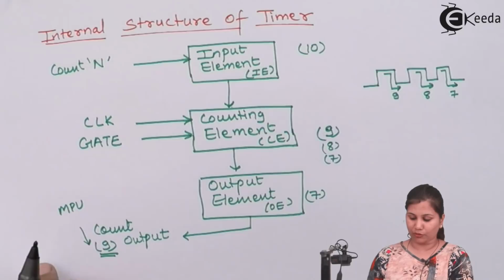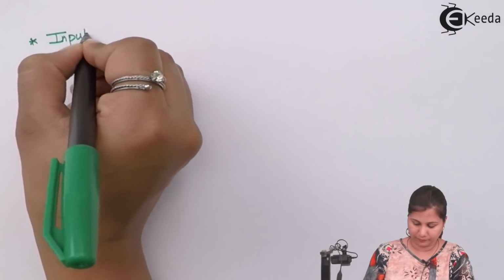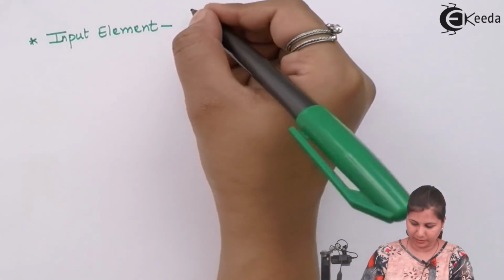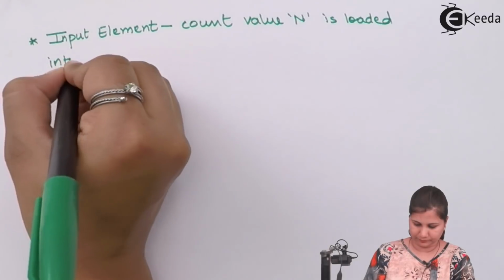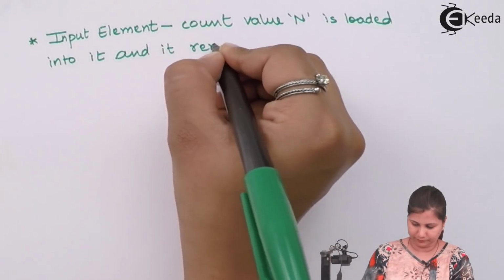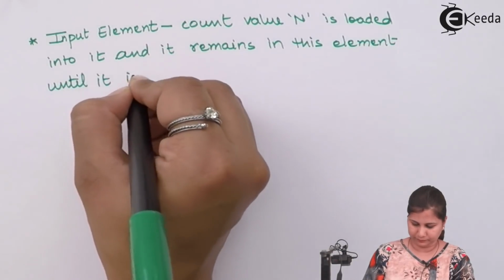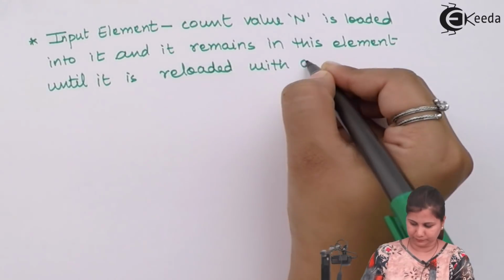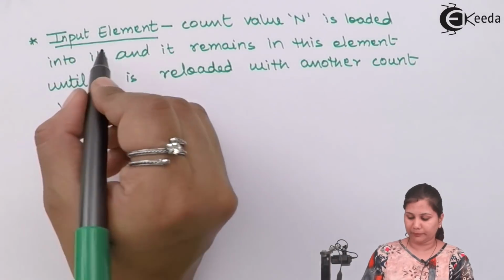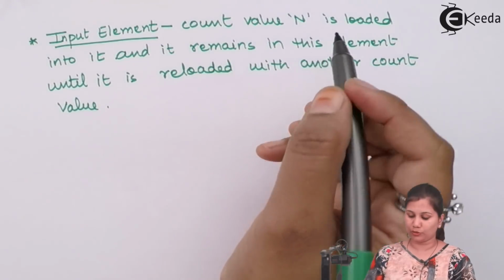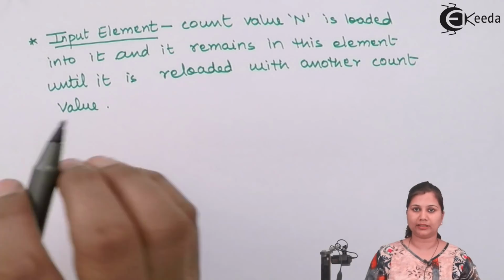So let us write the function of each of the elements. Input element: we can say that the function of the input element is that the count value is loaded into the input element and it remains in this element until it is reloaded with another count value.